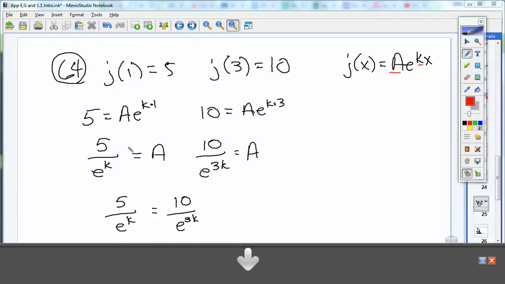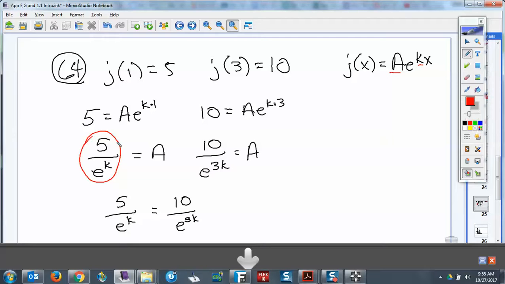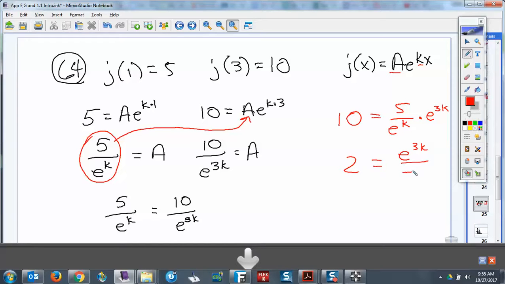Now the other thing I could have done is I could have taken this, and stuck it right in there. So I'd have had 10 equals 5 over e to the k times e to the 3k. Right, so I could have done that. Then I could have divided the 5 over to this side. I could have put the e to the 3k there. Right, and that's what I'll do right here.